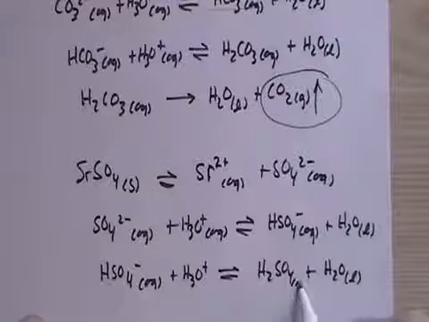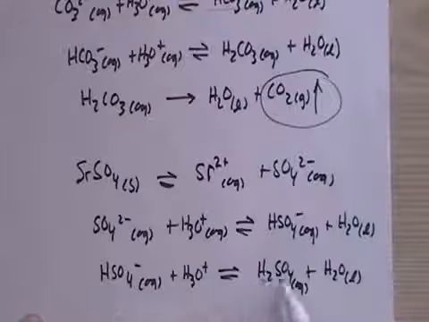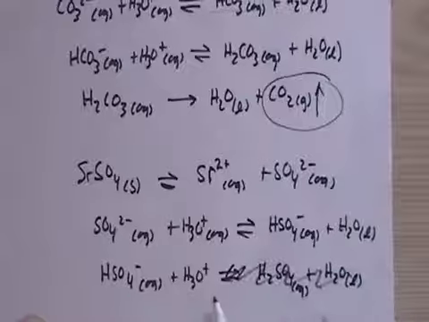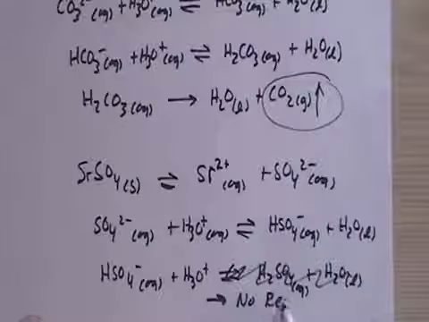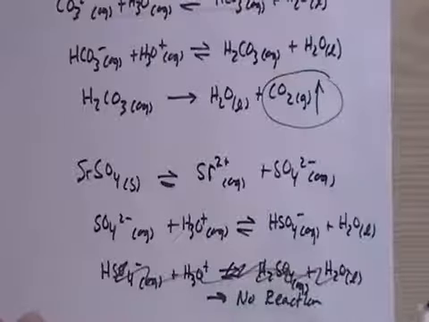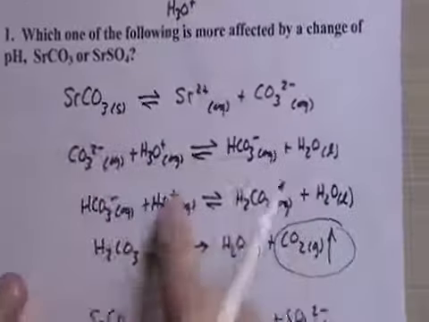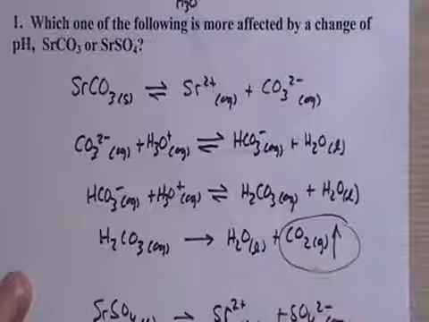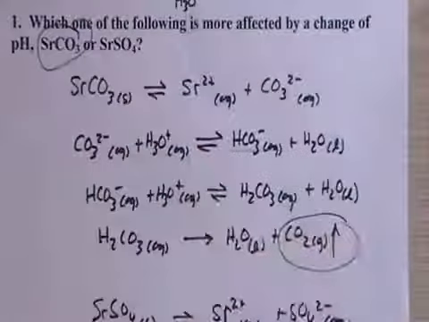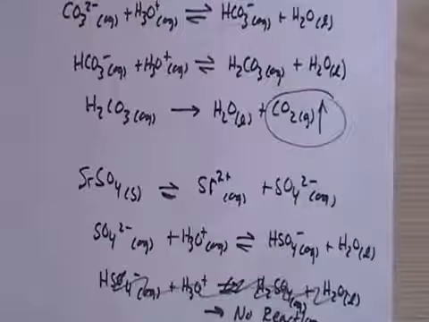Now this is a strong acid that you've created here. So it's not going to go forward. As soon as this is made, it shifts back. It's completely over to the other side. So this would be, you could put no reaction. So this whole reaction doesn't happen. So the strontium sulfate goes 2 steps. The strontium carbonate goes 4 steps, and it produces a gas, and it continues to go through. So the strontium carbonate is the thing that is more affected by the acid. So that one's pretty obvious.